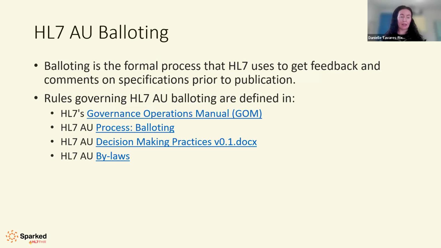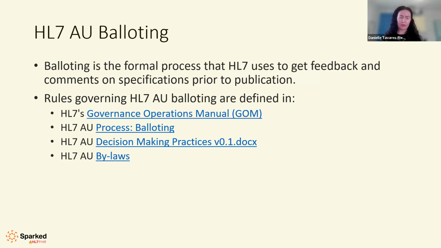So let's talk about balloting, because that is about to be the focus of our activity, our participation in this balloting process, the HL7 Australia balloting. Balloting is the formal process that HL7 uses to take a particular standard through the standard development process, form a consensus body, get feedback and authorization for publication of a draft standard.